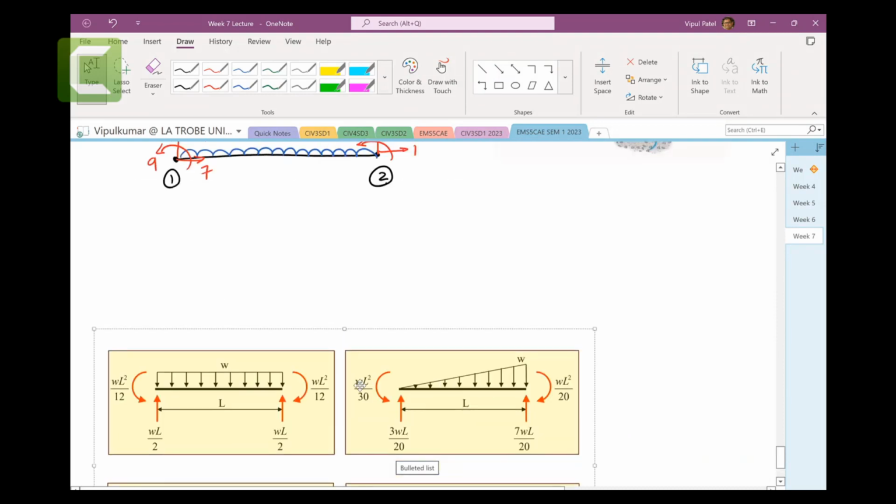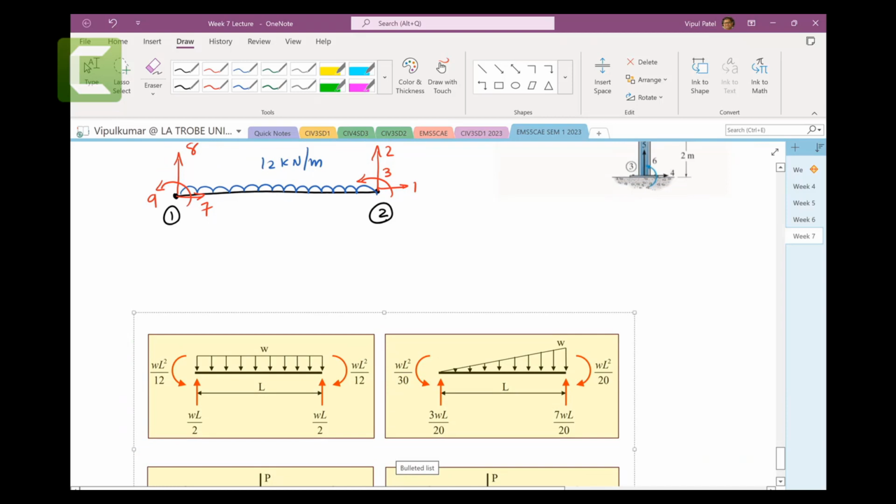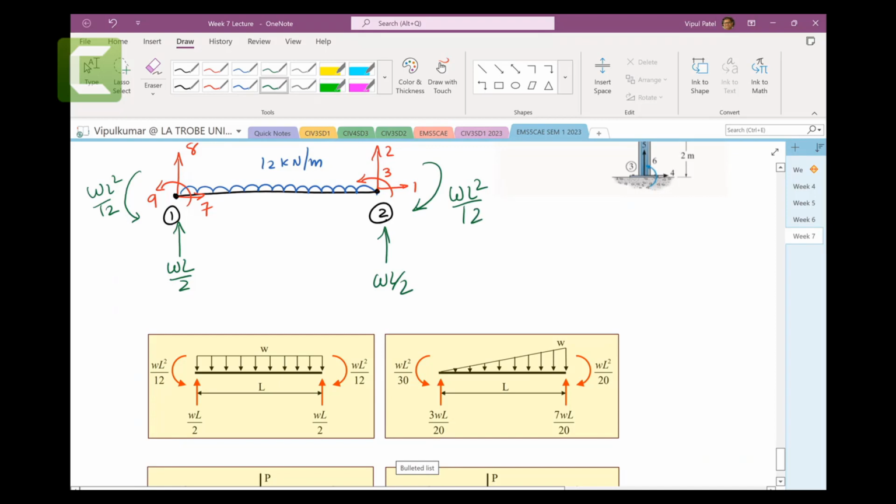So by looking at these ones, by the comparison, I can see that this force here is WL square on 12, and this force here would be WL by 2, and this force is WL by 2, and this force is WL square on 12. Now what is this green force?